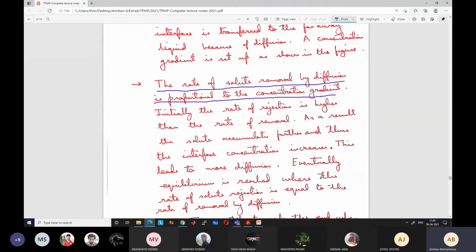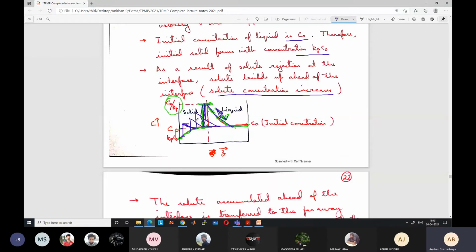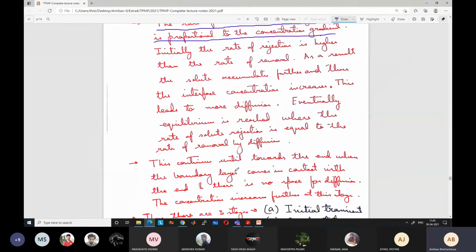Eventually equilibrium is reached where the rate of solute rejection due to solidification is equal to the rate of removal by diffusion. Once the equilibrium is reached, the equilibrium solid concentration has to be C0, otherwise the final average concentration will be very different. So as a result, the liquid concentration is C0 by Kp.